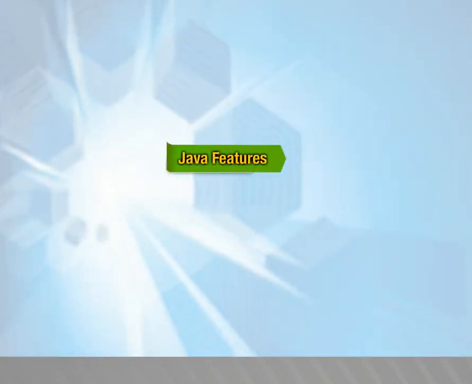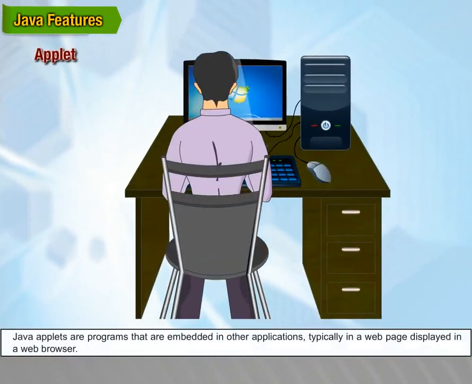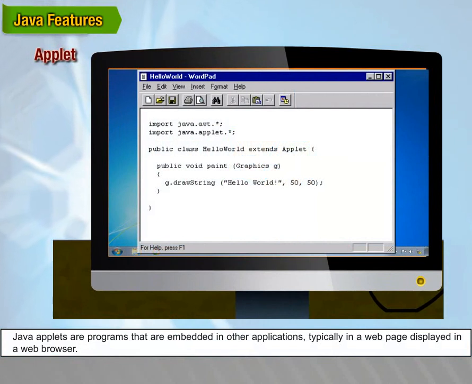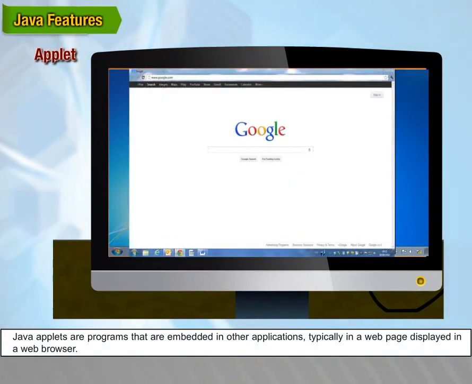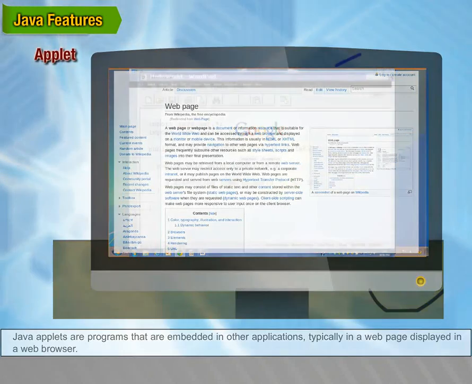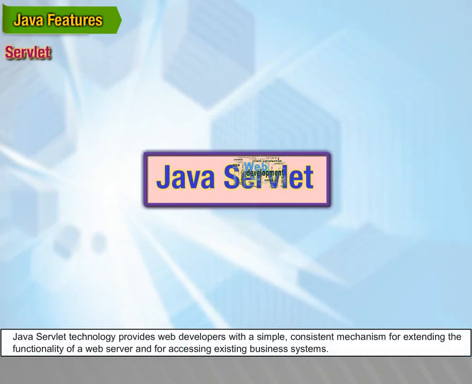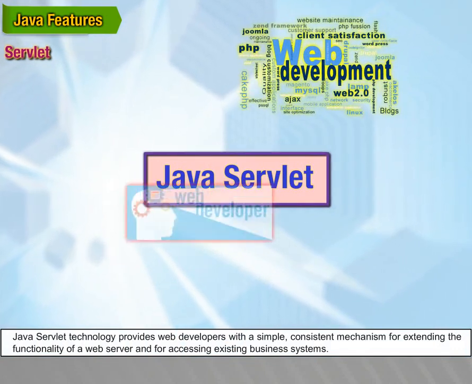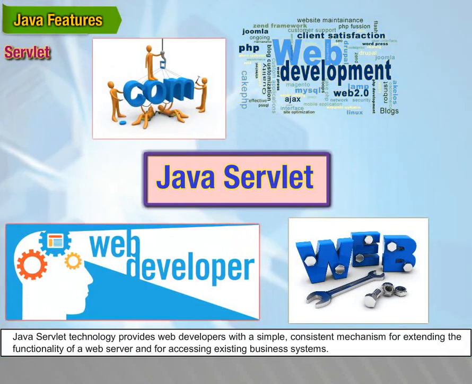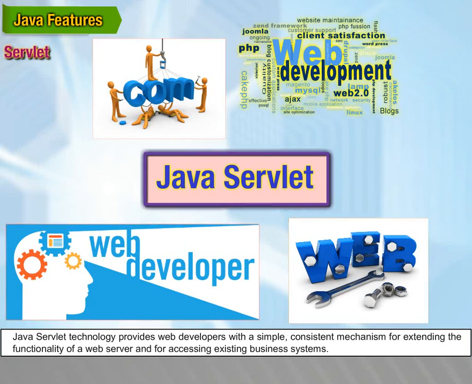Java features. Applet. Java applets are programs that are embedded in other applications, typically in a web page displayed in a web browser. Servlet. Java Servlet technology provides web developers with a simple, consistent mechanism for extending the functionality of a web server and for accessing existing business systems.